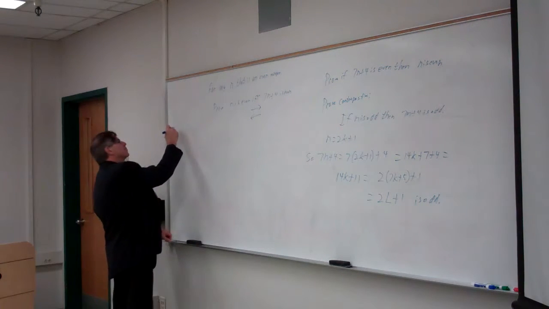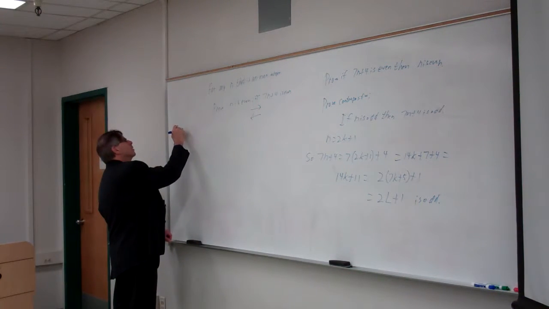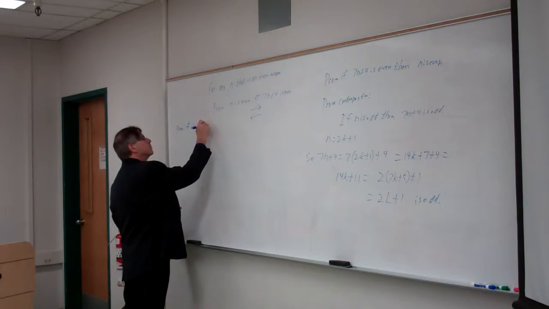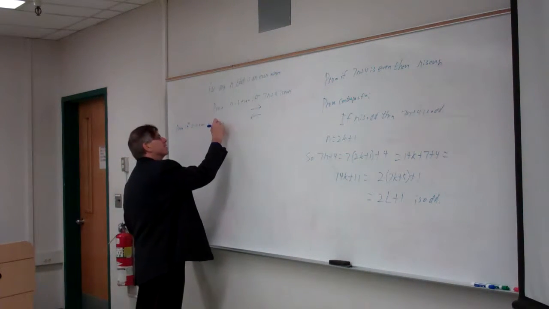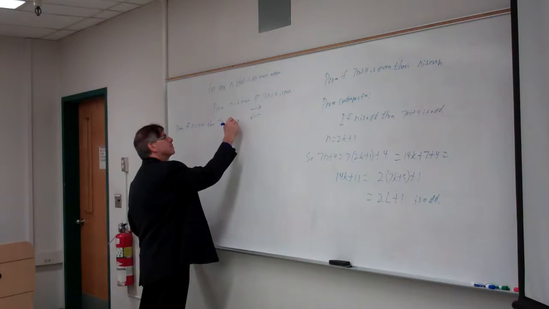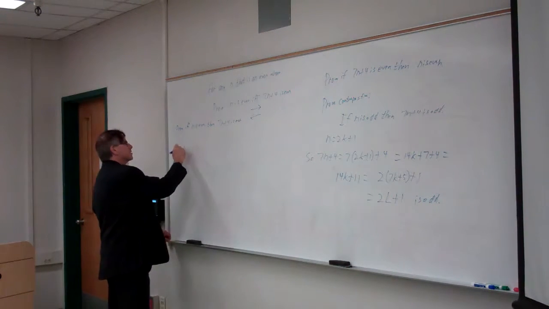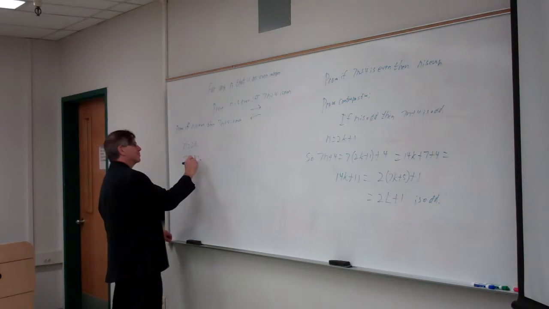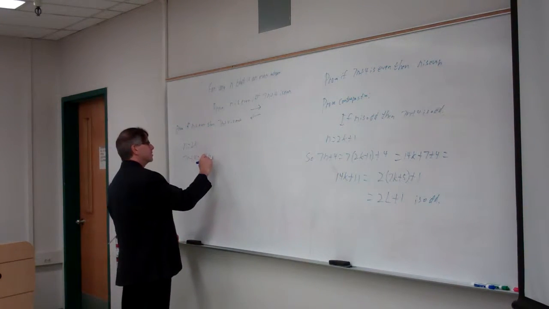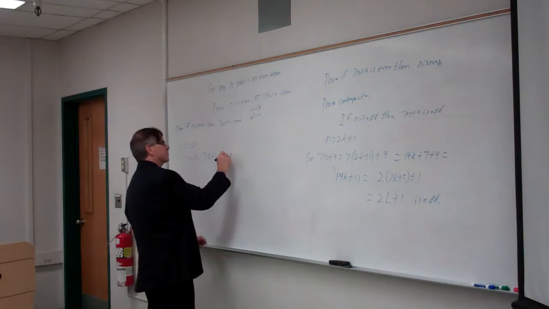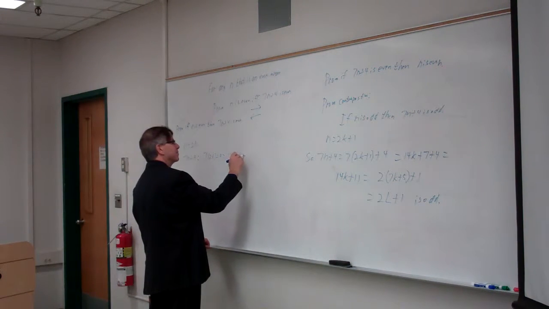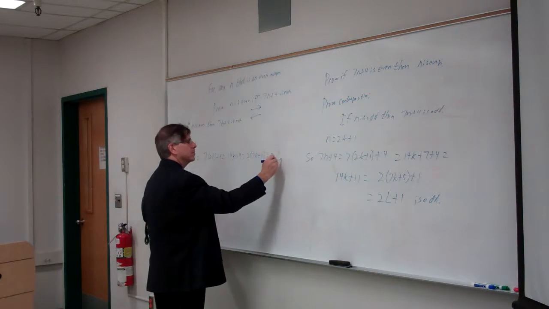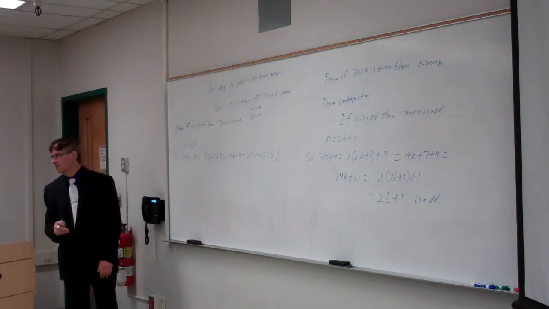But that first proof: if n is even, then 7n plus 4 is even. If we just say n equals 2k, then 7n plus 4 equals 7 times 2k plus 4, 14k plus 4, 2 times (7k plus 2), which equals 2l, and that's got to be even.